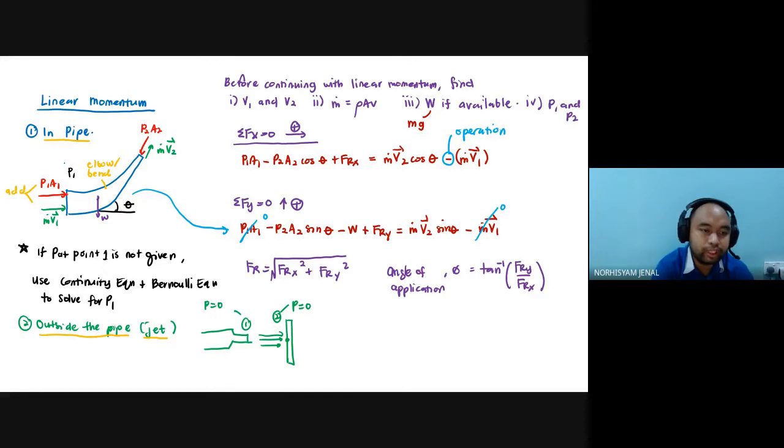Okay, both on the inlet and both on the outlet. For example, this is point number 1, this is point number 2. For the inlet, we have P1A1, m dot V1 coming in. P2A2 will always come into the pipe. Okay, m dot V2 will follow the flow.